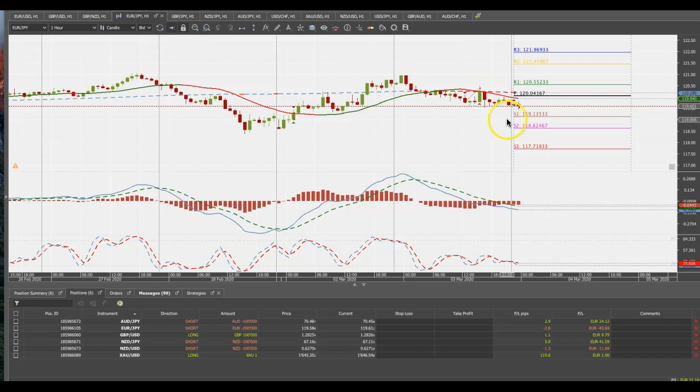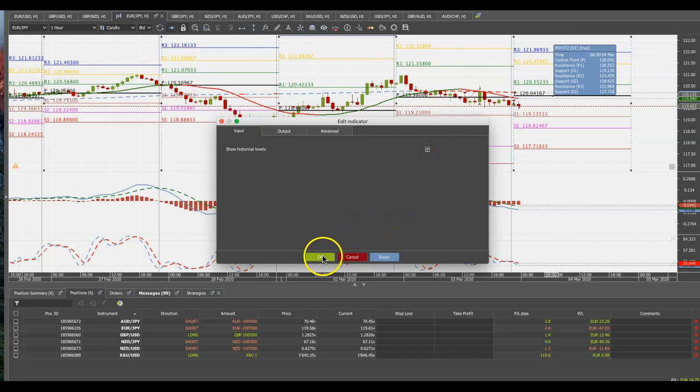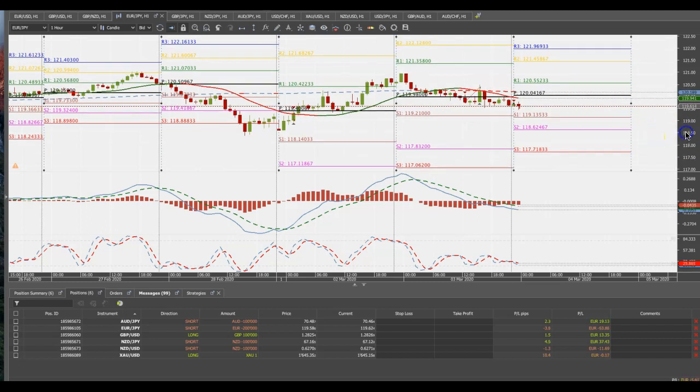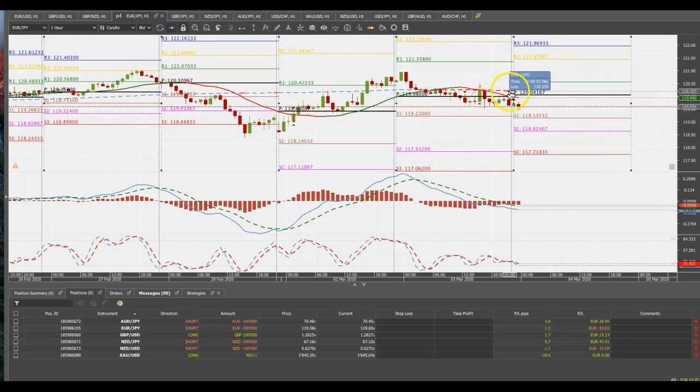Euro yen, today price broke below the central pivot point, but too much volatility. I'm waiting for a direction. Notice that price is below the 21 and the 200 moving average line and below the central pivot point. So I anticipate the euro yen, I am short, and I'm anticipating this to sell off today, going into the Asian and European session.